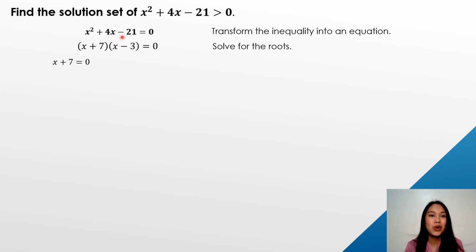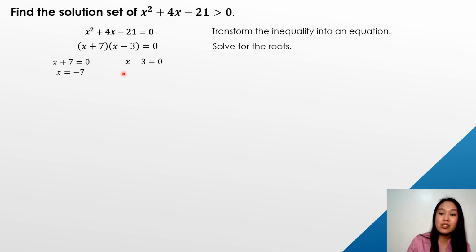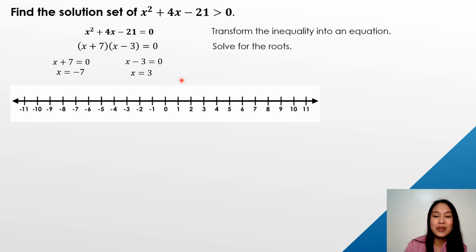Why? Because positive 7 and negative 3 multiply to negative 21, and if you add these two numbers, we get positive 4. So the roots are here. We're going to equate the two factors to 0. That is x plus 7 equals 0, and, of course, x minus 3 equals 0. Then from these two equations, find the values of x. On the first factor, x is equal to negative 7 because we have transposed the 7 to the other side. For the second factor, x minus 3, the value of x is positive 3.